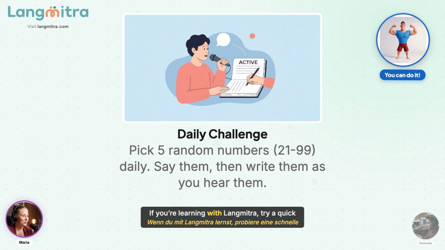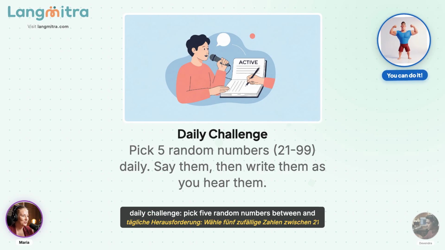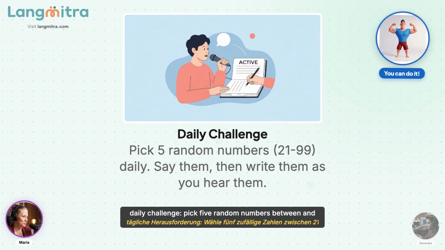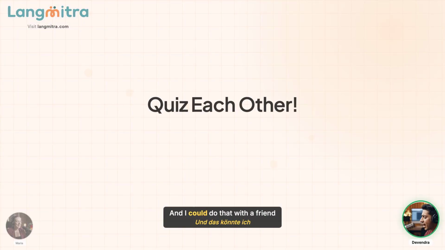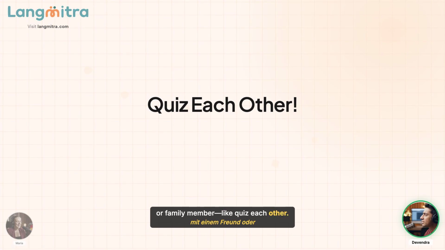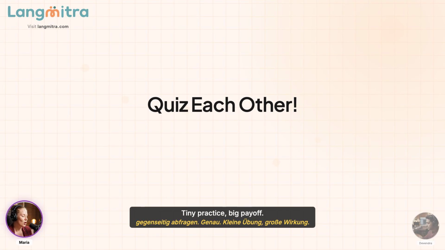Great. If you're learning with Langmitra, try a quick daily challenge. Pick five random numbers between 21 and 99 and say them out loud. Then switch and write them down when you hear them. And I could do that with a friend or family member, like quiz each other. Exactly. Tiny practice, big payoff.